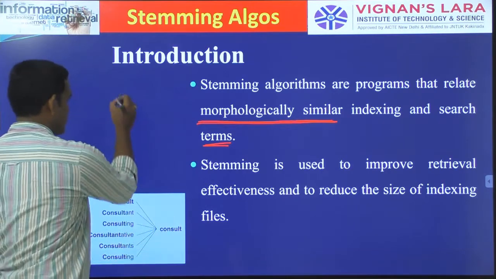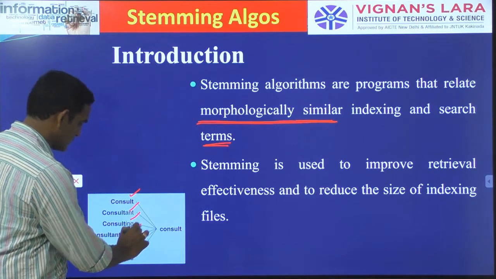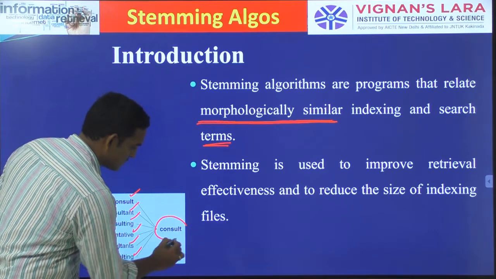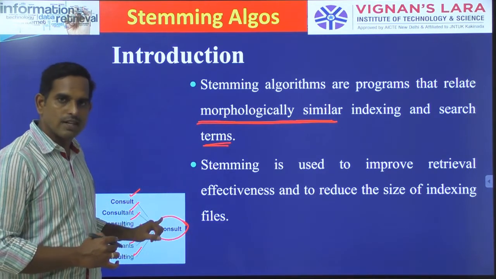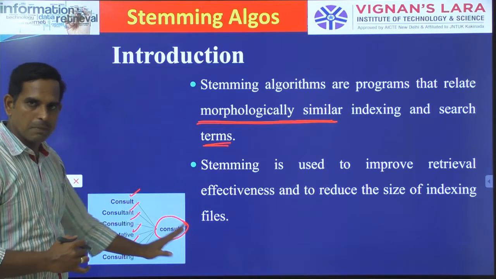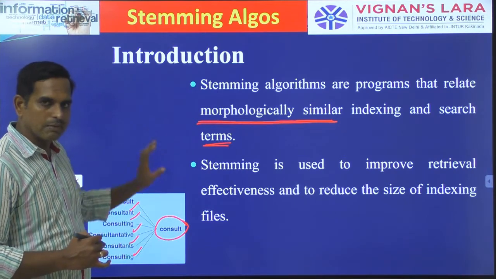So whenever you have words like consult, consultant, consulting, consultative, consultants, all these can be broken down into a single word called a stem, consult. That is how you can create one stem for a large set of values.